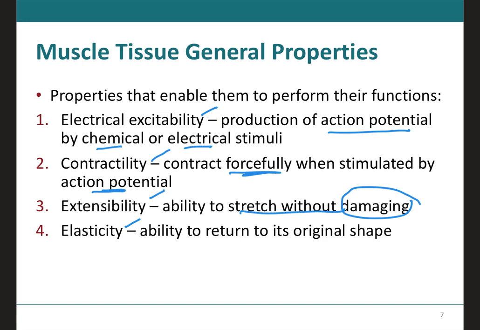Another example that is easy to understand is the filling up of the heart with blood during every cardiac cycle. So when the heart fills up with blood, the cardiac muscle stretches. Lastly, we have what we call elasticity, which, like the name says, is going to be the ability of the muscle to return to its original length and shape after it has contracted or extended. And this is accomplished due to the fact that it has elastic fibers within the muscle tissue.